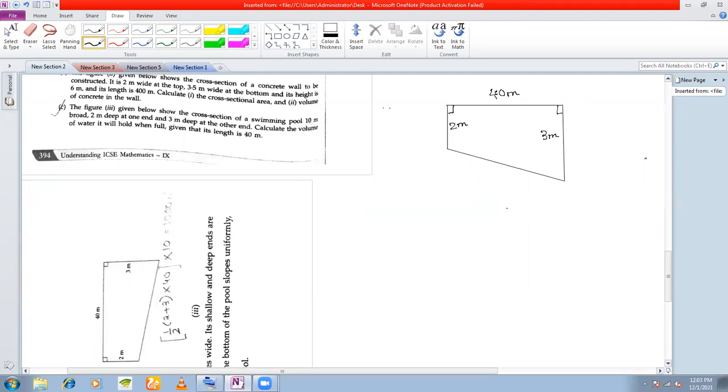Now, the question here is calculate the volume of water it will hold. So now if you're looking at the swimming pool from the top, it looks like this. It looks like a trapezium actually, right? So let's label this trapezium. So that means the cross section of a swimming pool is in the shape of a trapezium, right?